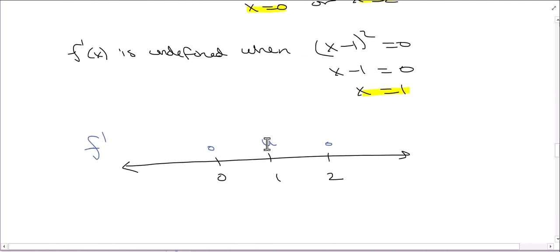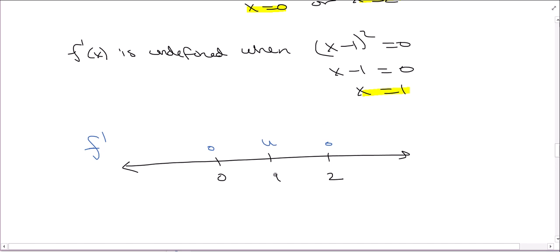So this isn't going to be a max or a min because there's no y value in the function. Had it been undefined because it was a corner or a cusp, I could potentially have a local max or local min there. Think absolute value of x, right? The derivative is undefined at 0, but that is the minimum of the function. But here, the derivative is undefined because the function itself is undefined. So this is neither going to be a max nor a min.